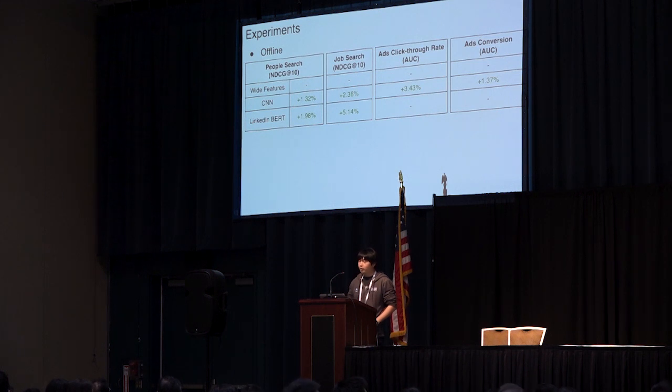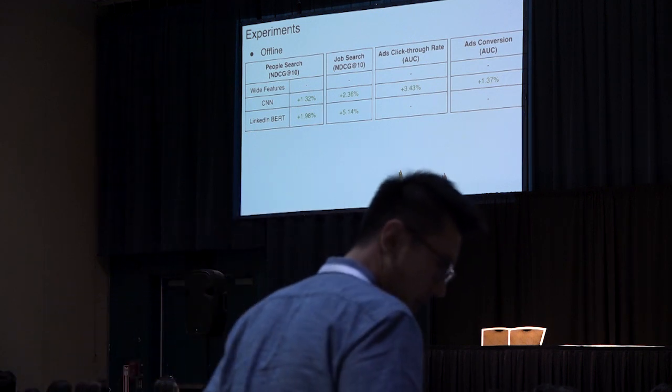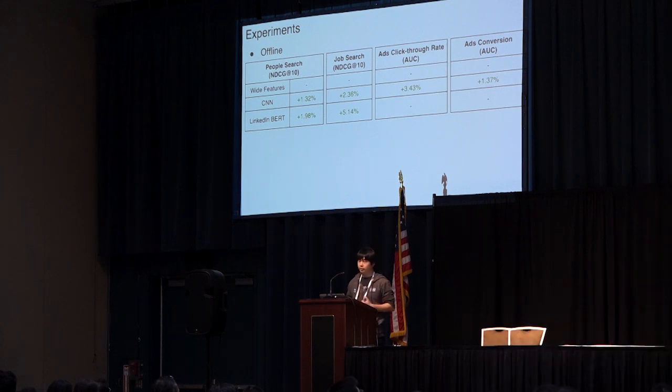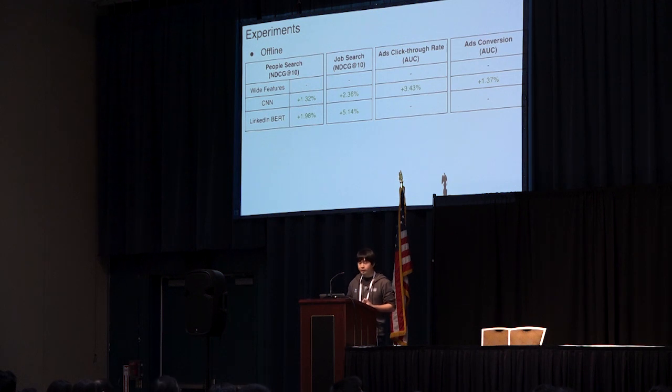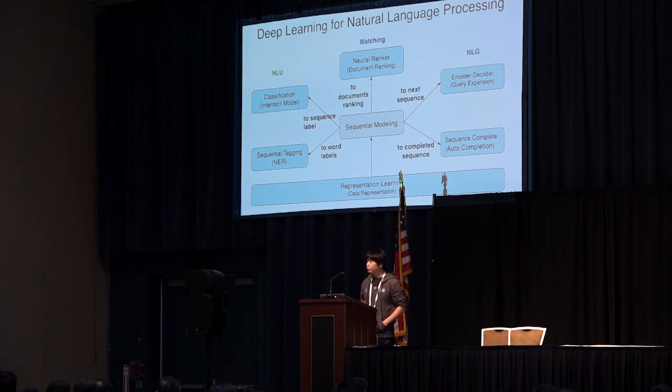We are also seeing lift on the ads recommender system. Here, ads CTR is mainly about when you show ads to the user, whether the user would click it or not. And ad conversion is mainly about when the user clicks the ads, whether he would eventually take some action, say buy something on the advertiser's homepage. So these are two very important models in ads recommendation. And we are seeing CNN lift. For BERT, we have some early results, but I'd rather not release them at this time. Online-wise, we also see CNN has a good lift for both job and people in terms of key business metrics.